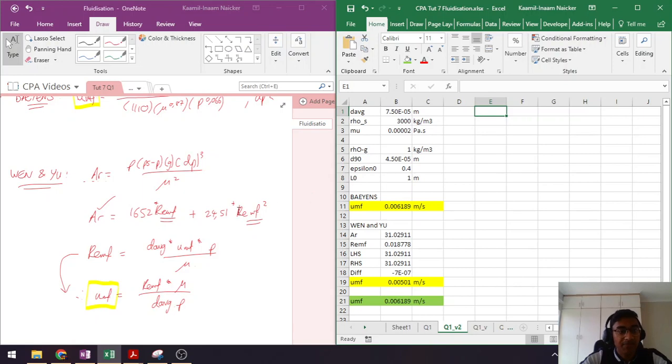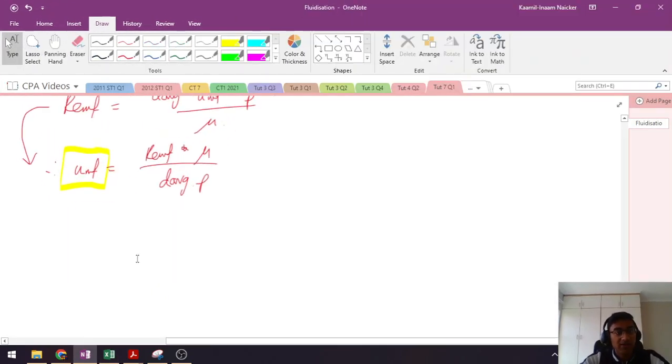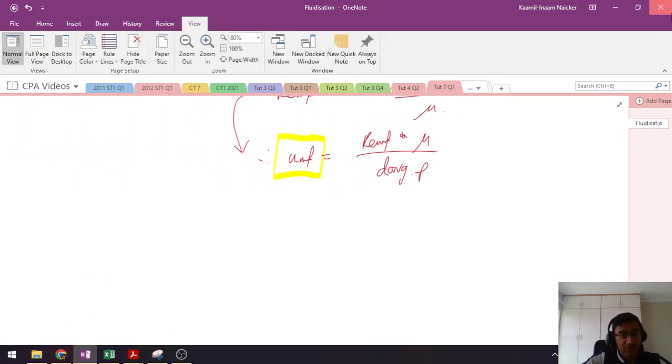Everybody's happy. Now let's talk about that transfer velocity calculation. So we're going to go back here, let's zoom back in, and let's talk about transfer velocity.